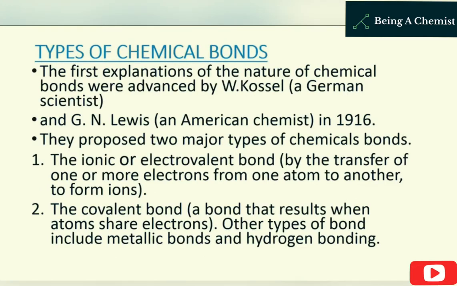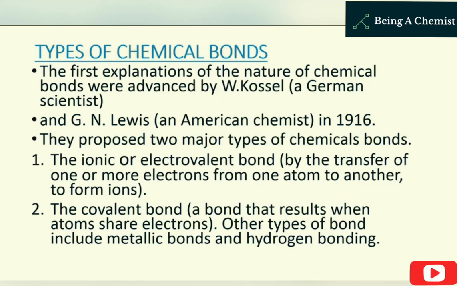Types of chemical bonds. The first explanations of the nature of a chemical bond were advanced by W. Kossel, who was a German scientist, and G.N. Lewis, who was an American chemist. This explanation by these two scientists was given in the year 1916. They proposed two major types of chemical bonds. First was the Ionic Bond. The Ionic Bond is also known as Electrovalent Bond.